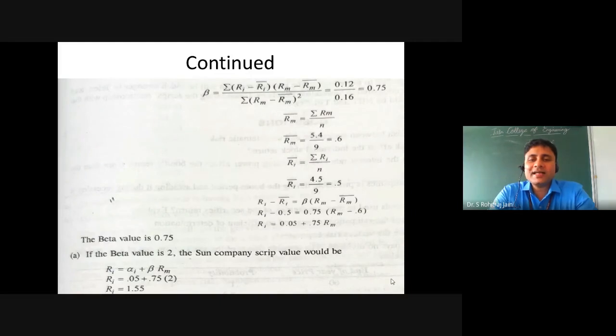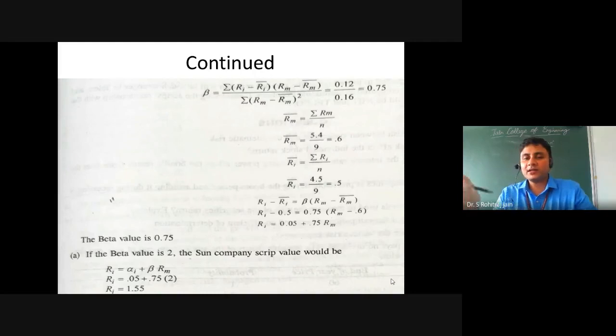Now, Ri minus, what is Ri bar? 0.5 is equal to, beta value is how much? We have calculated 0.75, multiplied by market return Rm minus Rm bar, which is how much? 6. So I'll use the equation Ri is equal to, I will take minus 0.5 to the right hand side. So it becomes plus 0.5.